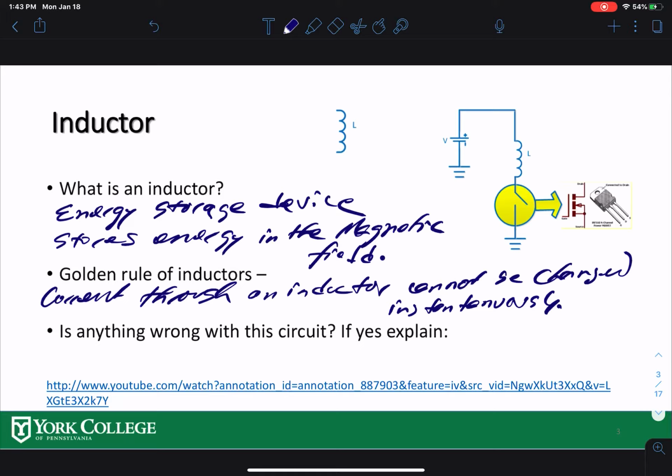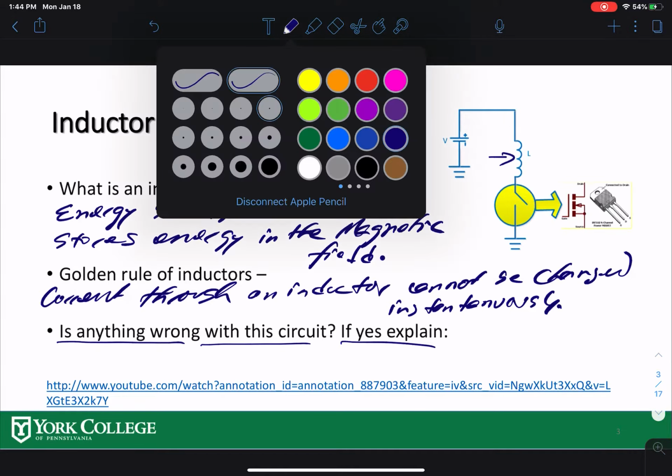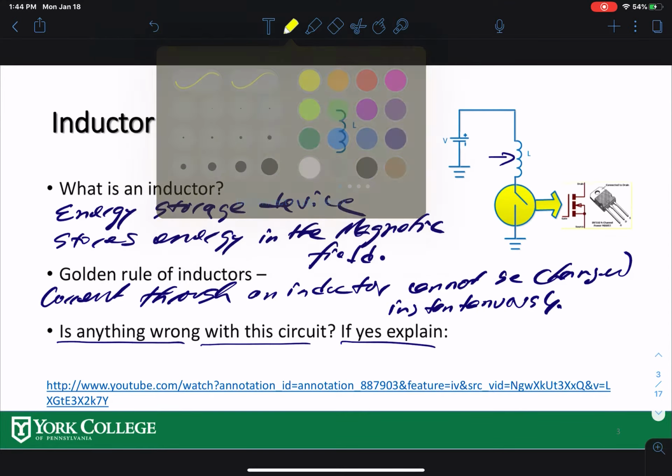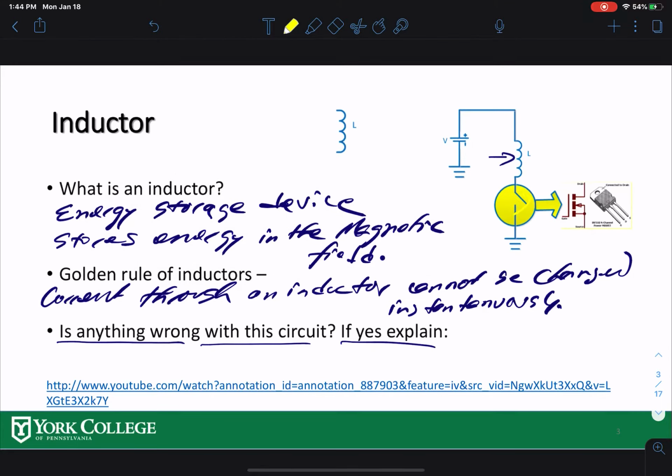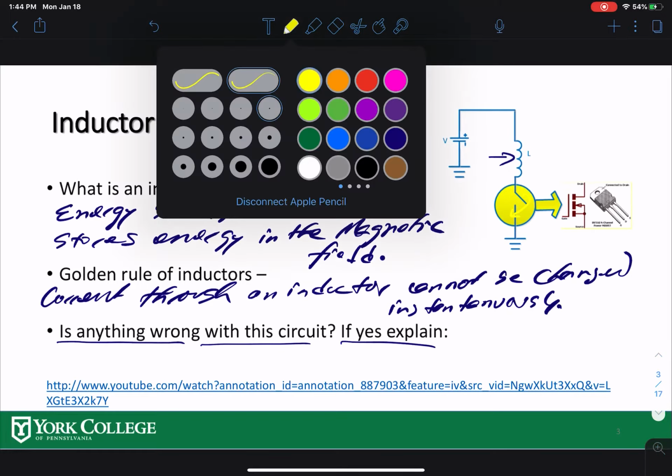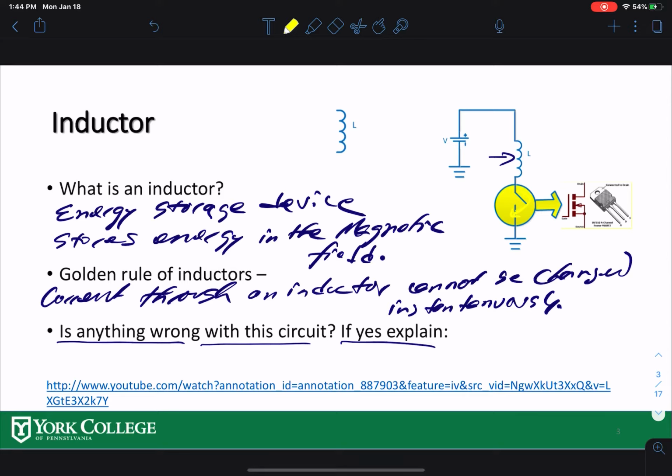With these two things, did you see anything wrong with this circuit over here? If you think carefully, you'll see that this inductor stores energy, right? So when your switch is on, there's no problem. You have a complete circuit, so current goes through the inductor to the ground. But when the switch is off, that's a problem.